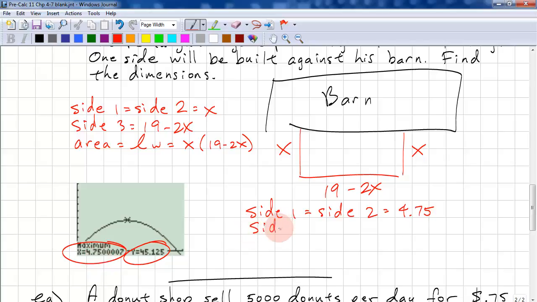Side 3, we have 19 minus 2 times 4.75, and we get 9.5. And these are in meters. Don't forget to add your units or you'll lose some part marks.